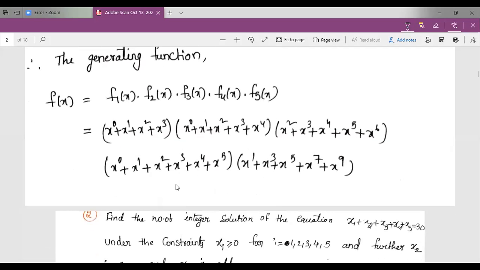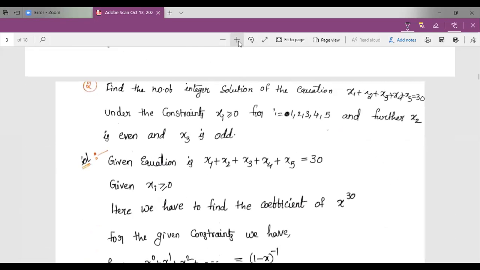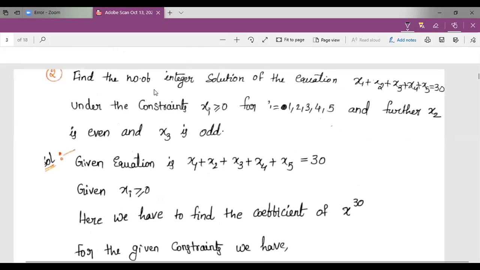Next problem. Find the number of integer solutions of the equation x1 + x2 + x3 + x4 + x5 = 30 under the constraint xi ≥ 0 for i = 1, 2, 3, 4, 5, and further x2 is even and x3 is odd.